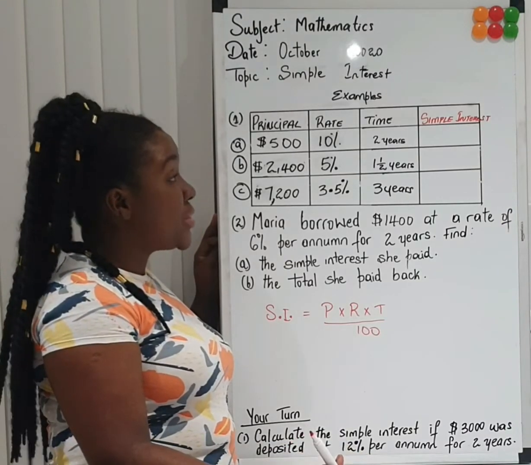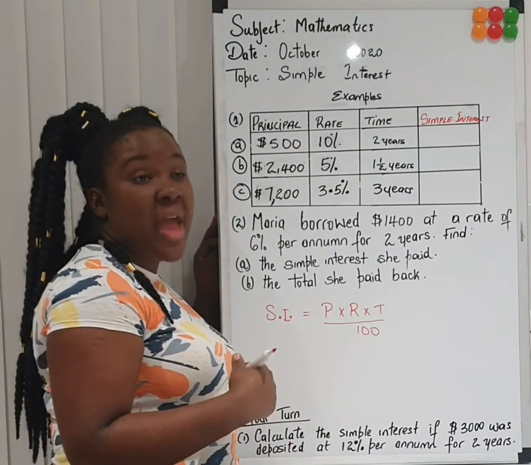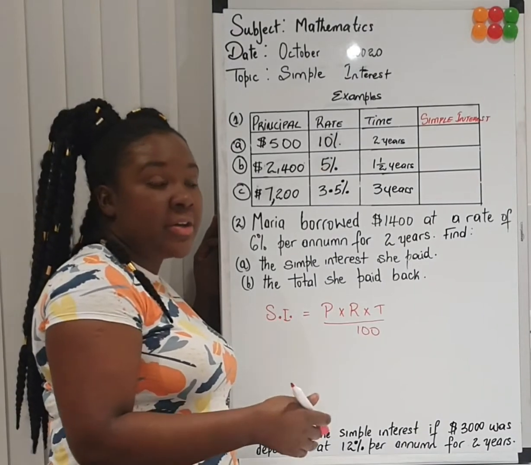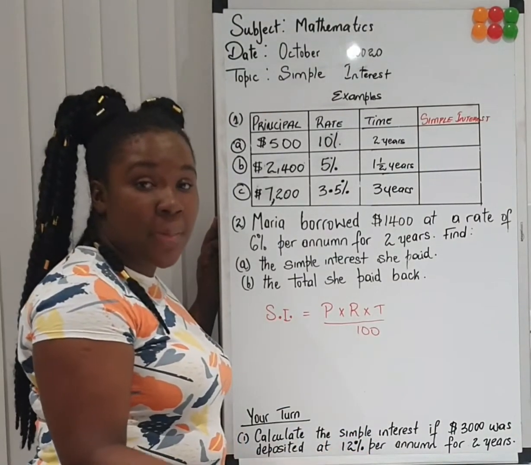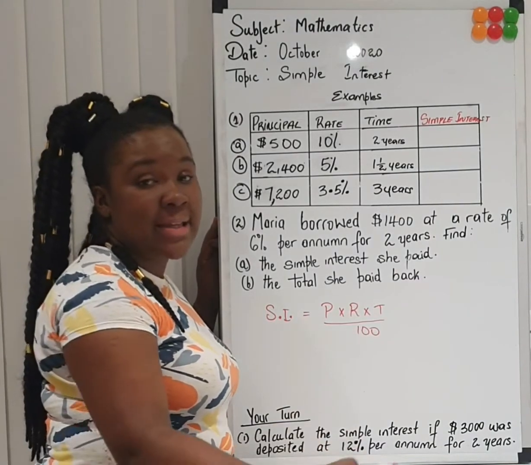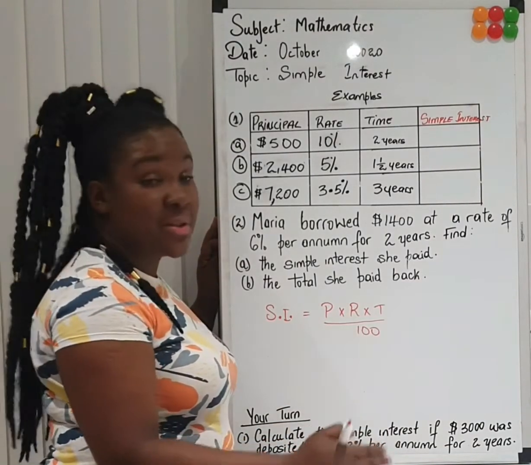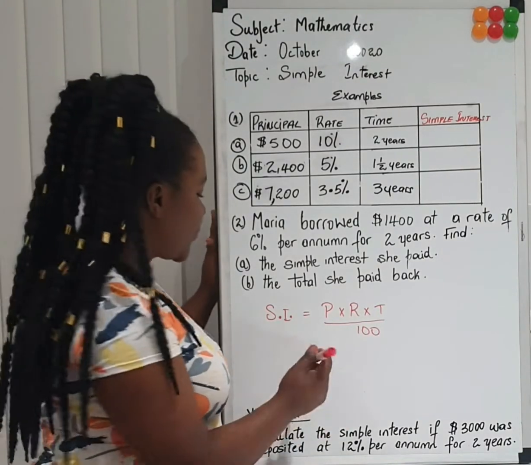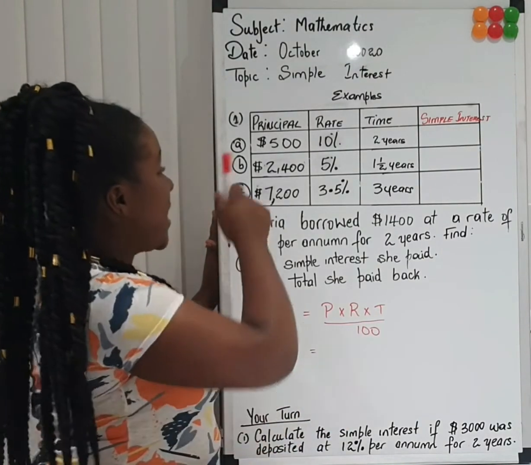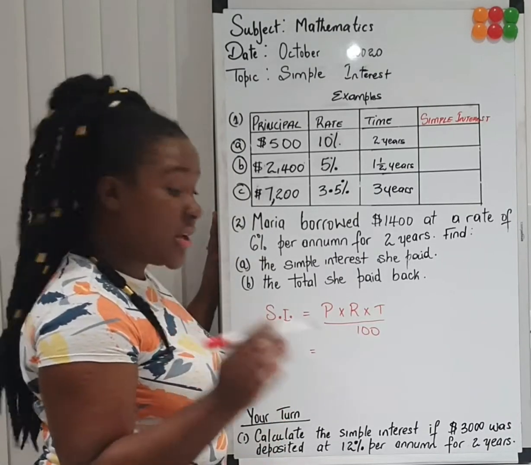And for simple interest, we calculate the amount incurred for the entire period. The next one that we'll be looking at is compound interest, and that we calculate year by year, but simple interest, we do it for the entire period. Alright, so let's go with A. The principal is $500, right?